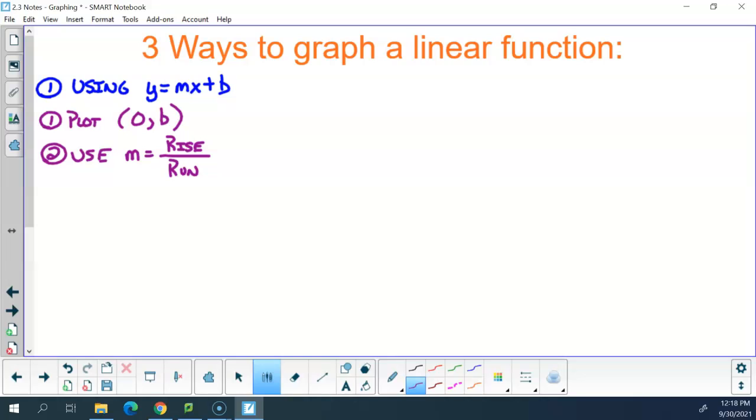So that's the first way of doing things. Second method is our old pal, the T-chart. You've done T-charts before. You pick some x's, you plug them in, you get the corresponding y's, you plot those points, and you draw your line in using a straight edge. All those are good.